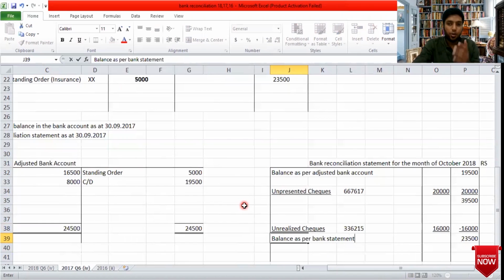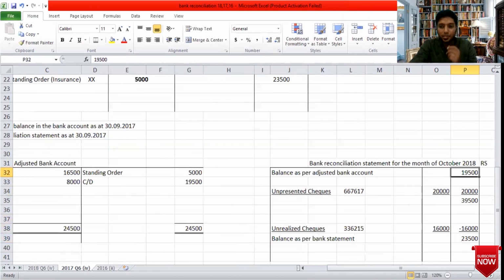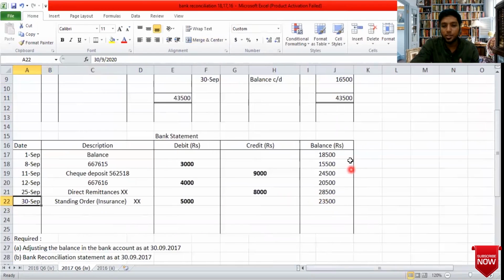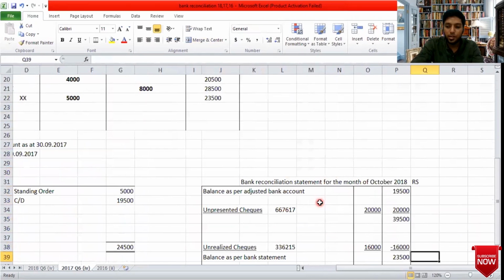Okay, now for your knowledge, you need to know whether this 23,500 is equal to the bank statement balance. If your bank reconciliation statement balance agrees with your bank statement balance, it means you have nailed the paper, you have done it correctly. You see the bank statement balance, guys. How did they get this 23,500? They have added 18,500, they deduct 15,500, and on the credit side, 24,000. That's how they have taken the balance. The final balance of 23,500 is almost the same as per the bank reconciliation statement. So you have done the sum properly.